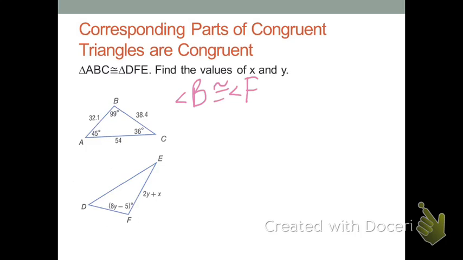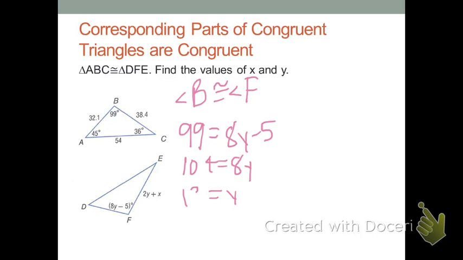Alright, so then we know that 99 equals 8y minus 5. So if we add 5, we get 104 equals 8y. And then we can divide by 8, and we get y equals 13. So there's one variable.